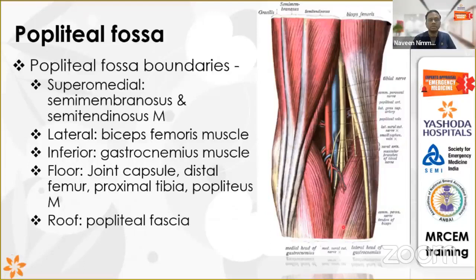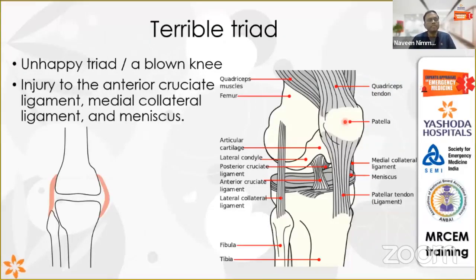So this is terrible triad. Also called as unhappy triad. So especially when there is sports activity going on, that can lead to this. So when there is an impact on the lateral aspect, when someone is kicked on the lateral aspect of the knee, the force will be on the lateral aspect. So that causes this movement.